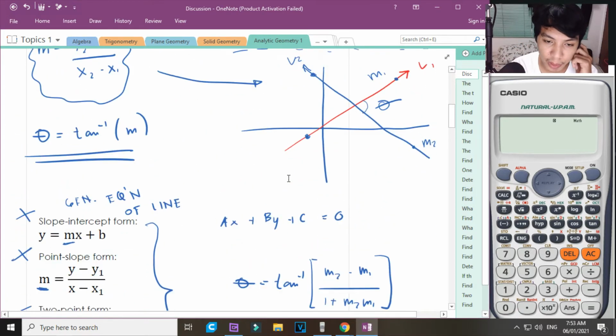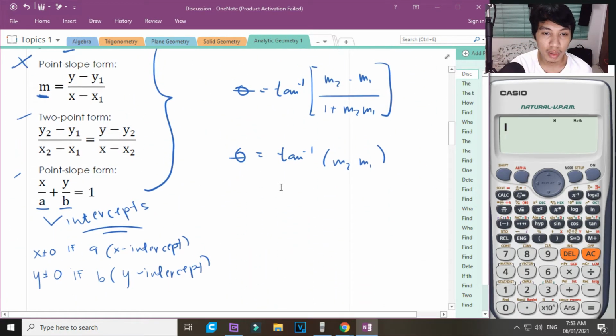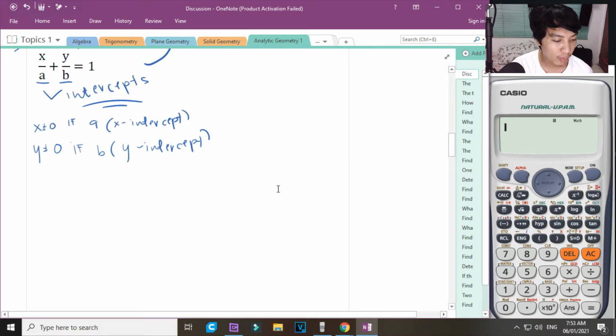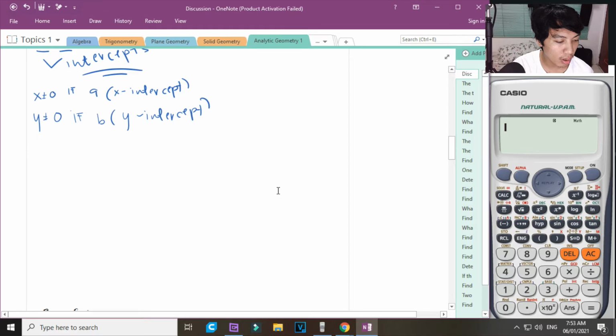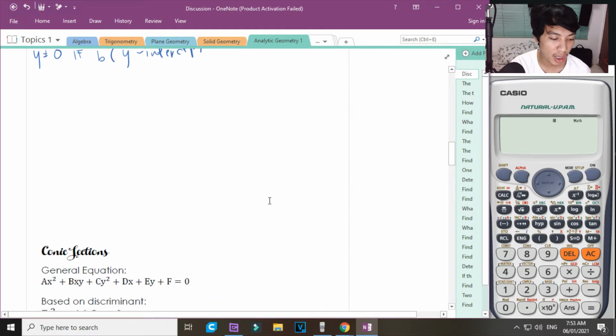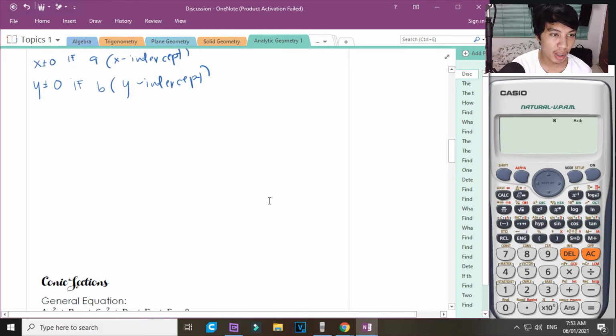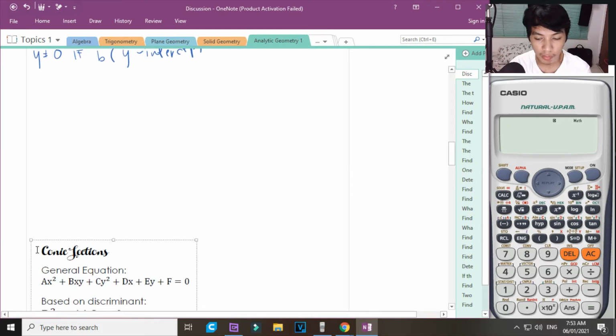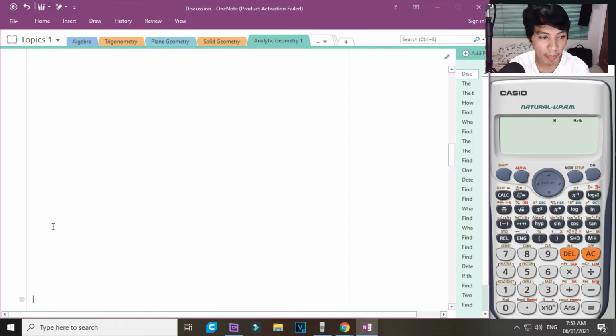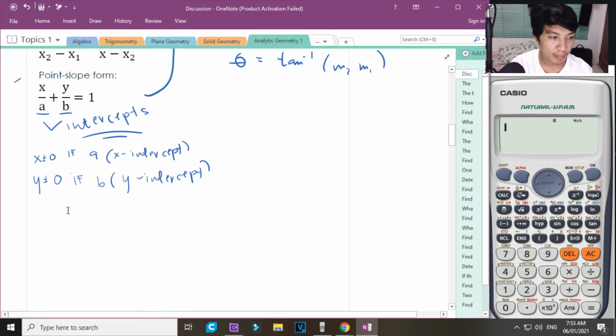Okay? That is for part 1 of your analytic geometry. Meron pang isa, division of line segments. For the division of line segments, refresher of our formula, division of line segments.